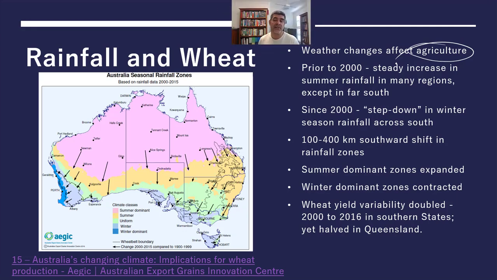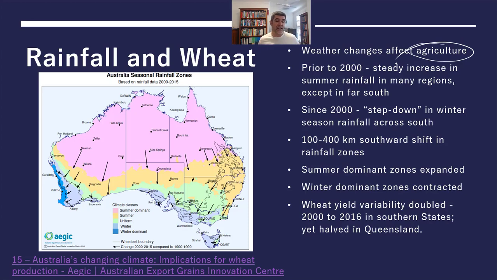Prior to 2000, a steady increase in summer rainfall was identified for many of the regions, except in the far south. What you can see from this little graph is comparisons made between the years 2000 and 2015 and what the patterns seemed to be like about 100 years earlier, going through that previous century.